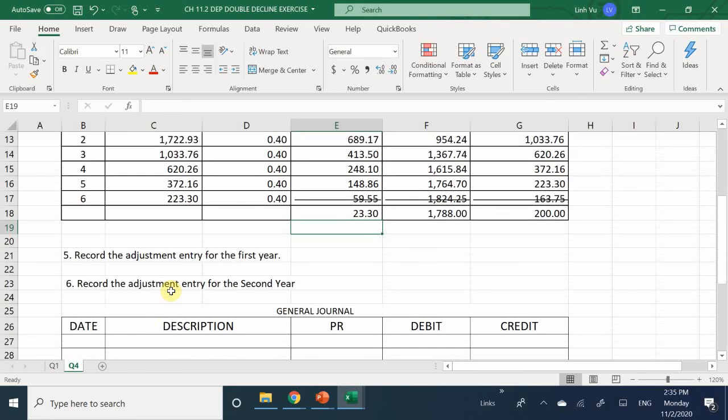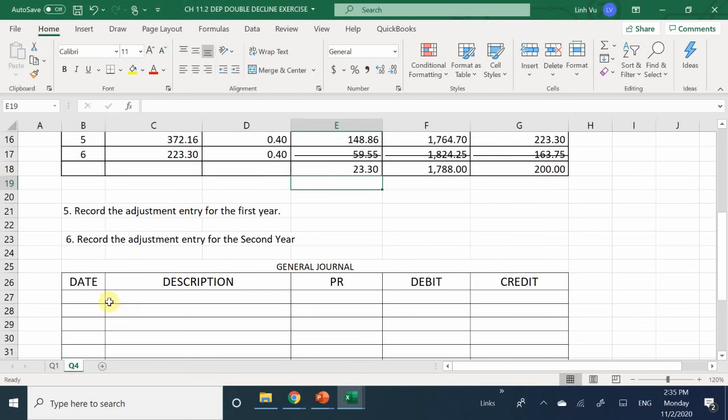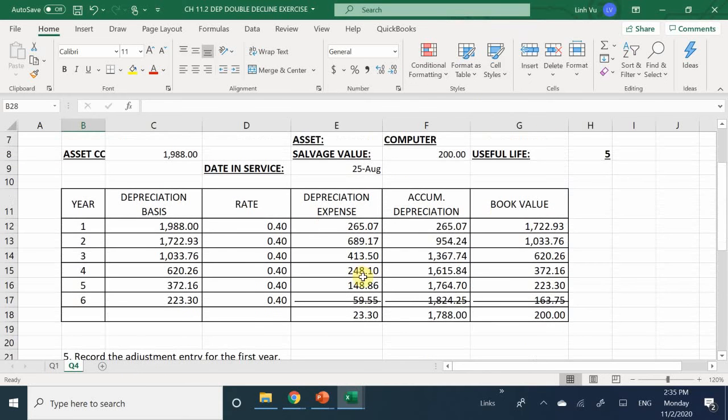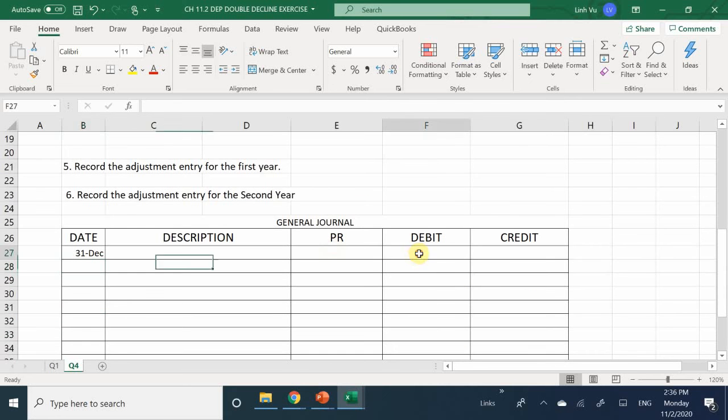Yes. All right. So again, utilize your review sheets for that because all of your formulas are there. You just plug in whatever you need. Okay. So the last thing for question number 5 and question number 6 is to record the depreciation expense. So for the first year, what was our first year? 265.07. Okay, so 26507 is our first year.